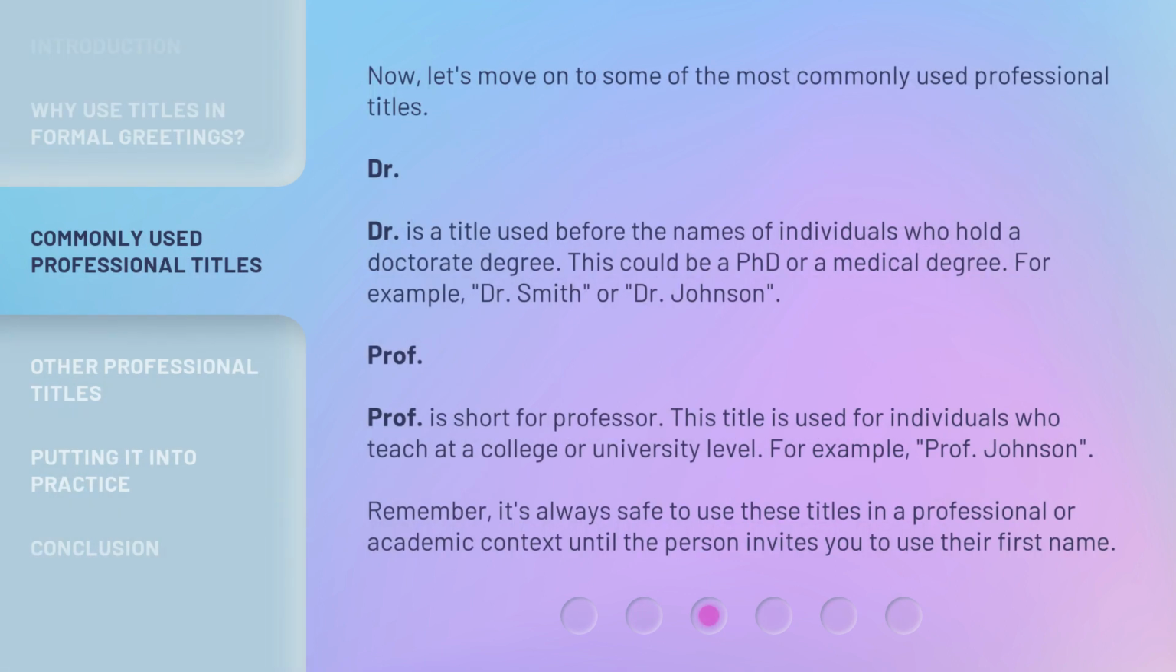Now, let's move on to some of the most commonly used professional titles. Doctor. Doctor is a title used before the names of individuals who hold a doctorate degree. This could be a PhD or a medical degree. For example, Dr. Smith, or Dr. Johnson. Professor. Professor is used for individuals who teach at a college or university level. For example, Professor Johnson. Remember, it's always safe to use these titles in a professional or academic context until the person invites you to use their first name.